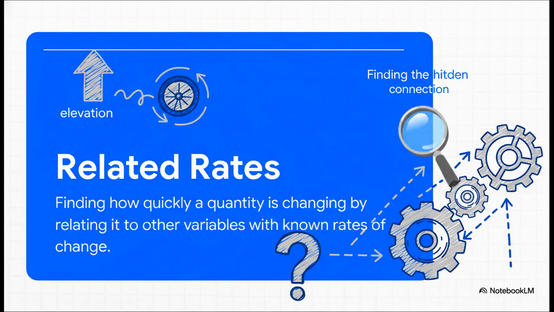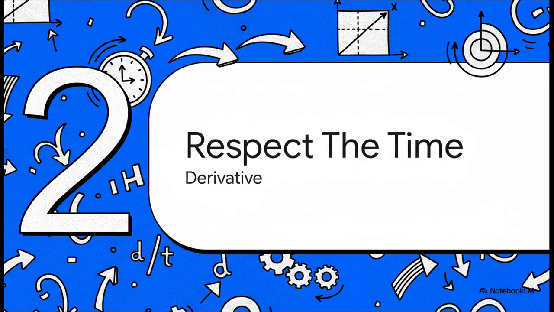So that brings us to the official definition. A related rates problem is basically any time we're trying to find how fast something is changing, but we do it by linking it to other things that we already know the rates for. It's all about being a detective and finding that hidden connection between all the moving parts. Okay, so how do we actually do this with math? Well, that brings us to Section 2, and this is the big one, folks. You've got to respect the time derivative. This idea is the absolute key to the kingdom.